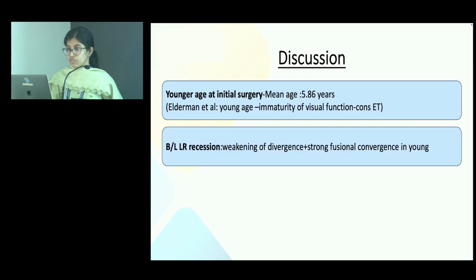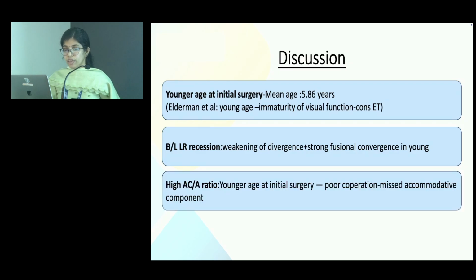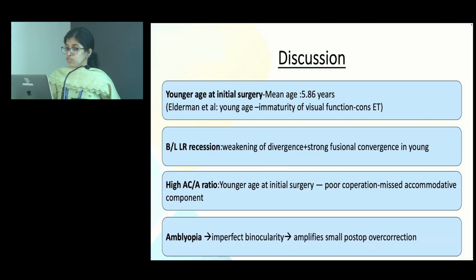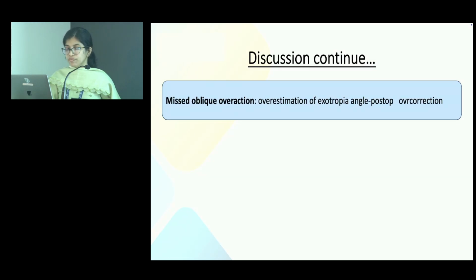Coming to the discussion, younger age at initial surgery, because of the immaturity of visual function, can lead to consecutive ET. Bilateral LR recession, where LR being the divergence muscle, weakening of the same along with the strong fusional convergence of the young child can lead to a consecutive esotropia. High AC/A ratio, because of the poor cooperation of the young child, was almost always missed. Amblyopia, because of the imperfect binocularity, can amplify a small post-op overcorrection.